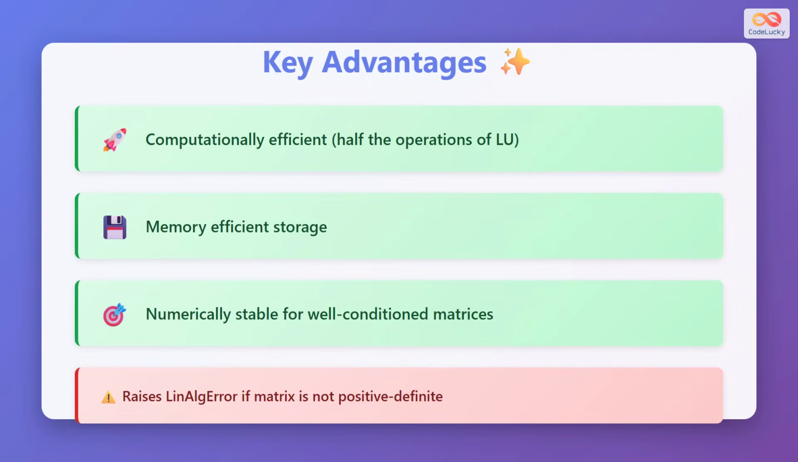Cholesky decomposition offers several significant advantages over other matrix factorization methods. It's computationally efficient, requiring approximately half the operations compared to LU decomposition. It's memory efficient because you only need to store the lower triangular part of the matrix. The method is numerically stable for well-conditioned matrices, providing reliable results. However, be aware that NumPy will raise a LinAlgError if you attempt to decompose a matrix that isn't positive definite.